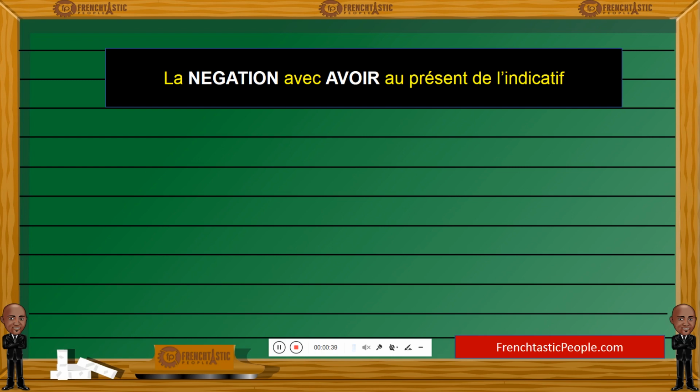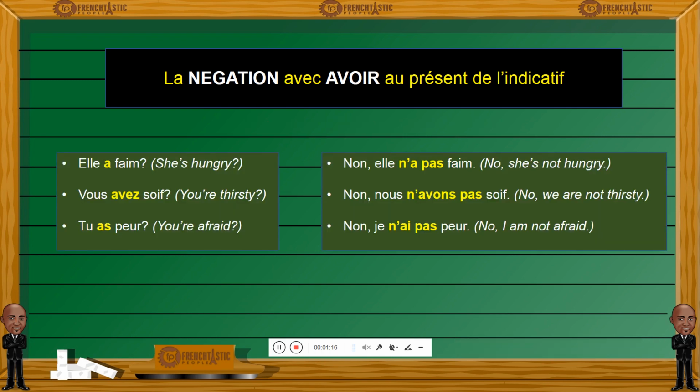We have already studied the formation of negative sentences, and we've learned that using ne pas, these two little words could transform any affirmative sentence into a negation. And we had to have the verb here, right? So we have ne plus the verb plus pas, and this would turn the sentence into a negative sentence. Now, let's see when the verb is avoir.